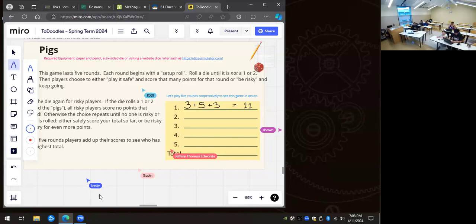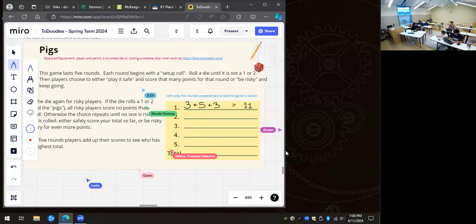So we'll either have 5 numbers that are bigger than 0, because we wimped out and we're safe, or we'll have some numbers that are 0, because we didn't quit when we should have, and we were too risky. Everyone okay with me so far? Yeah. So what's the objective? To get as many points as you can.